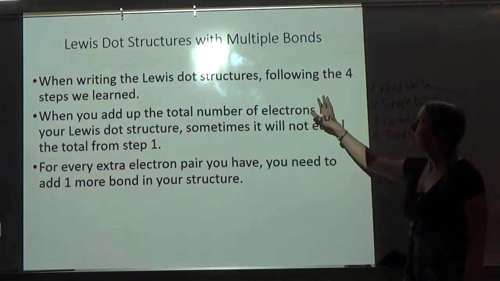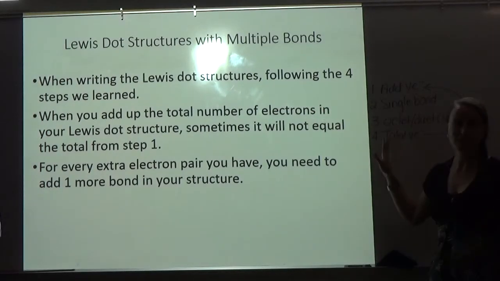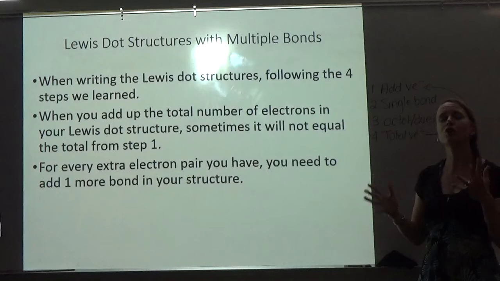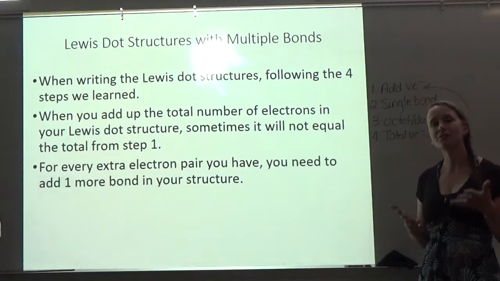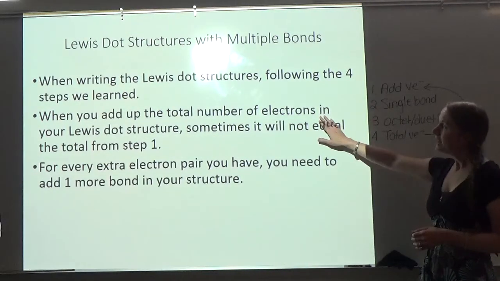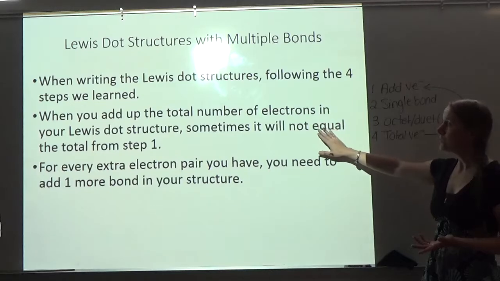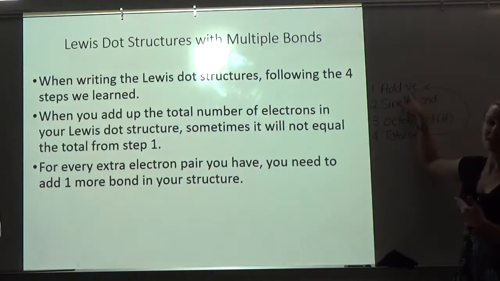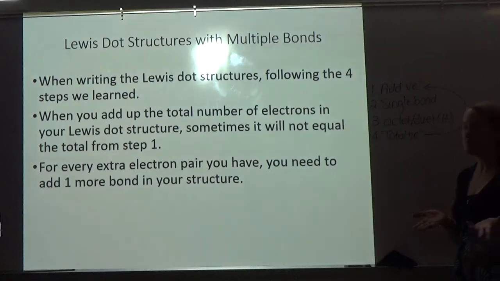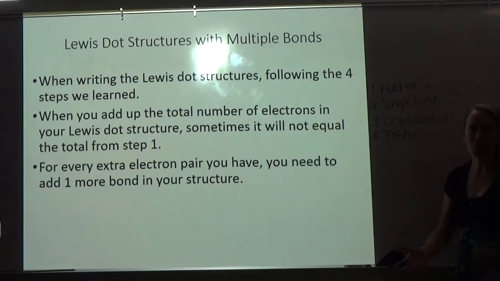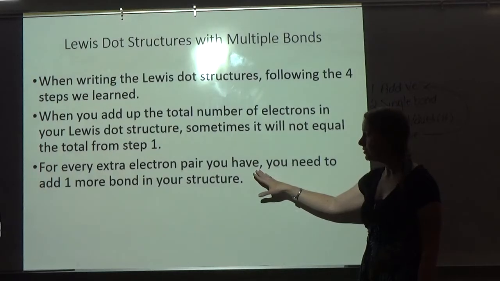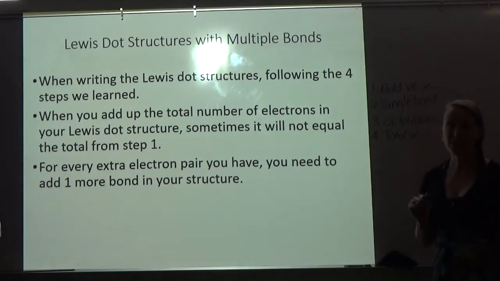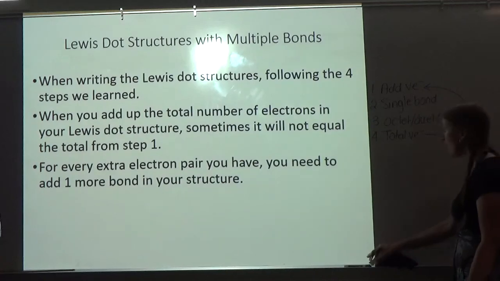Well, when you write the Lewis dot structure, you still follow the 4 steps that we've already learned, because you're not going to really know beforehand if a compound contains a double or triple bond. You just have to figure it out as you go. So when you add up the total of electrons in your Lewis dot structure, sometimes it's not going to end up equaling step 1. In the first video, every time we added up, it just equaled step 1, and everybody was happy. Well, sometimes it doesn't. And so what you do is, for every extra electron pair you have, you need to add 1 more bond. And then you're going to need to readjust for your octet and duet rule.